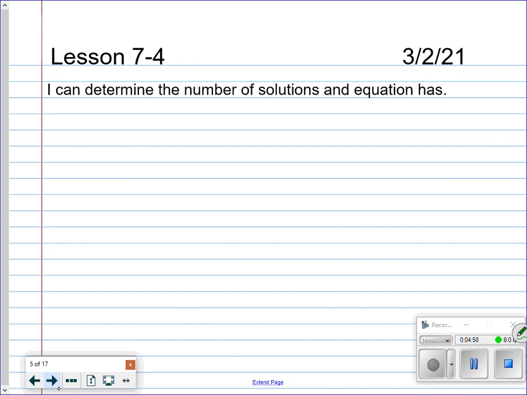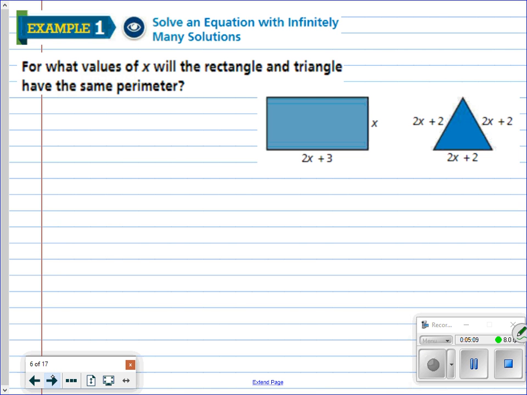Here is our lesson 7.4. Today's date is March 2nd, 2021. I can determine the number of solutions an equation has. All right, let's start with example 1. For what values of x will the rectangle and triangle have the same perimeter? So first of all, how do I find perimeter of a shape?